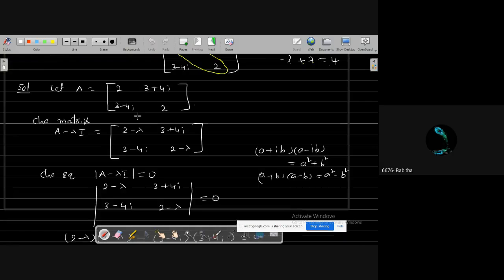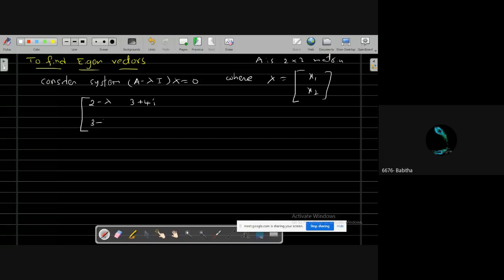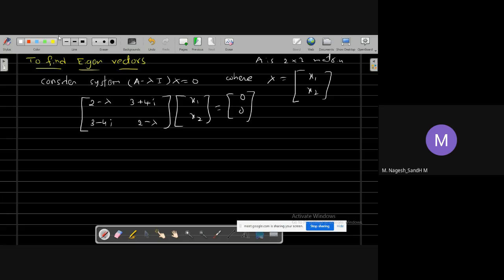Next, what is that? 3 minus 4i, 2 minus lambda, into x1, x2 is equal to 0, 0. Now you can assume this as equation 1.